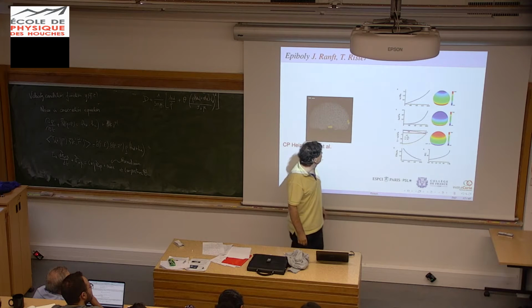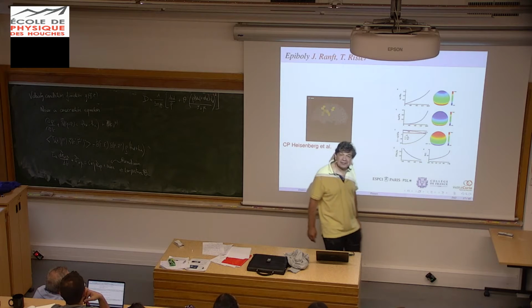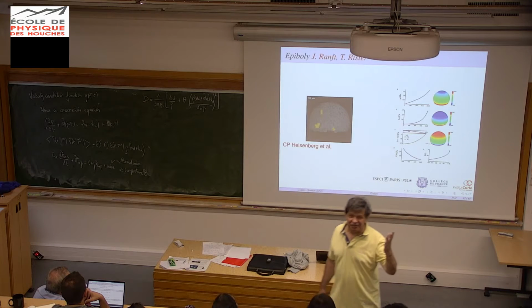So there are two questions you can ask. First of all, what's the speed of epiboly? If I define an angle here, how does this angle increase with time? And the second question that you can ask is, what is the orientation of the cell divisions? And what Carl Friedrich Heisenberg was interested in is the orientation of the cell divisions.